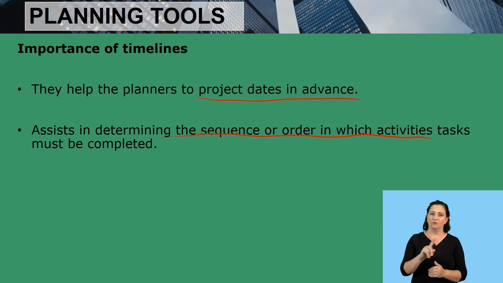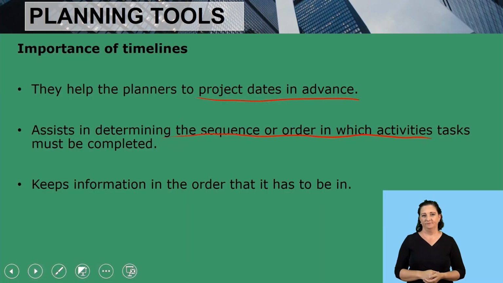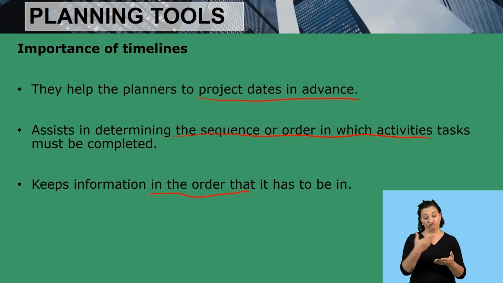So timelines assist in order of sequence: this is the first task and it should be completed during this time, and the second task should be started at this time and also be completed by this particular date. So they assist in determining the sequence of activities. They keep information in the order that it has to be in.